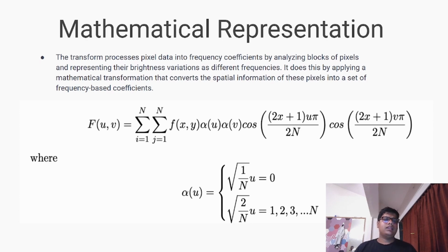You can see that f(x,y) is the value in the spatial domain for the given pixels, and alpha u and alpha v are constants as per the requirement, given below: the value is root of 1 by N for u equals 0, and root of 2 by N for u equals 1 to N. Since it is a cosine transform, it has an edge over the DFT, that is the discrete Fourier transform, and the discrete wavelet transform. Now we will see how it is better than the discrete wavelet transform and the discrete Fourier transform.